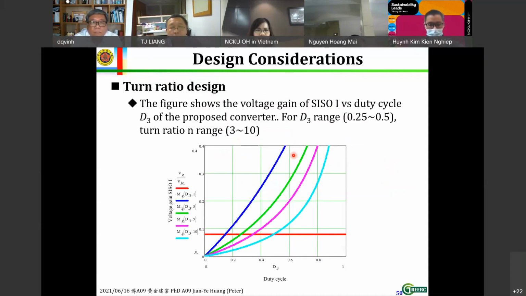Next, we have to decide the turn ratio. This figure shows the voltage gain of the CISO1 versus the duty cycle of D3. And you can see that when the D3 ranges from 0.25 to 0.5, the turn ratio ranges from 3 to 10. The suitable range for a step-down converter is usually from 0.25 to 0.5, so the turn ratio we have to choose is from 3 to 10. So let's keep it in mind for now.